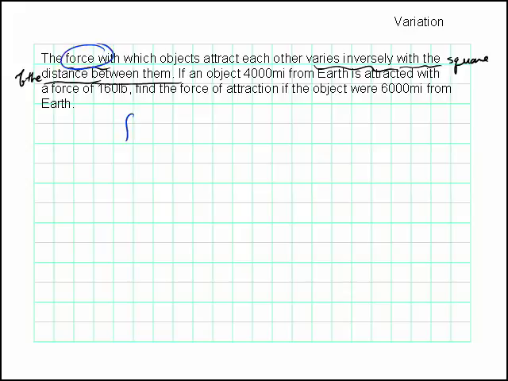Force, F for force, varies inversely, so that's going to be k divided by. It's supposed to be varies inversely with the square of the distance. Square of the distance, so that's going to be d squared. Okay. This one is probably in your homework set somewhere. It should be square of distance.